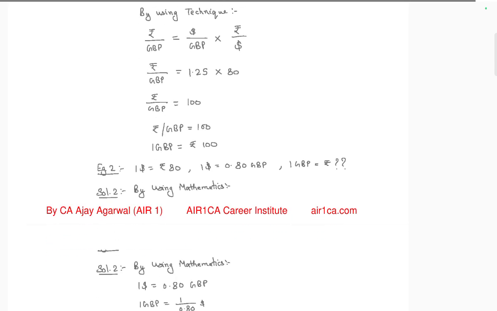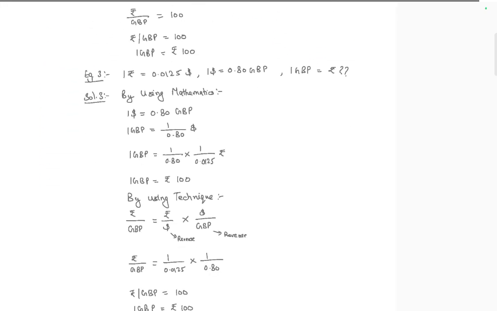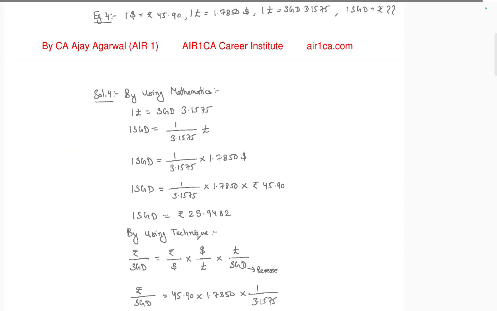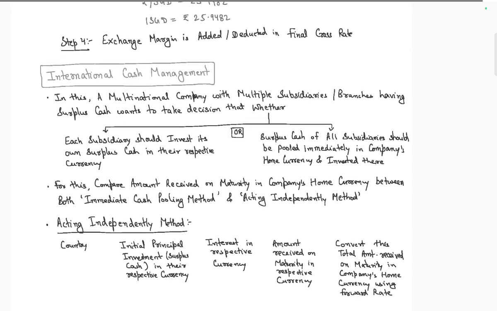Using mathematics, the exchange margin is added or deducted in the final cross rate.